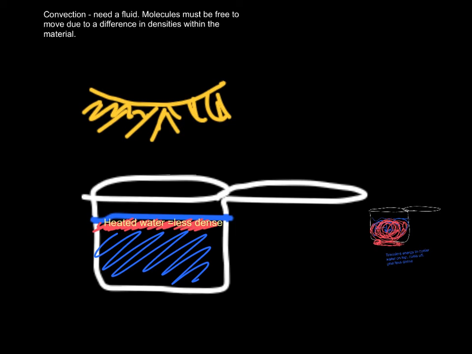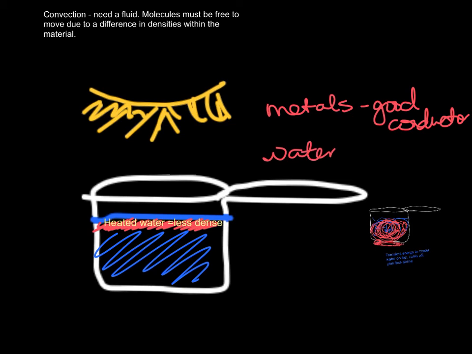Because these molecules here at the top can hit the next molecules, can hit the next molecules, can hit the next molecules. But remember what materials were good conductors? Remember, they were metals. Is water a metal? No, water is not a metal. Water is an insulator. It is not a metal. And so it doesn't transfer that heat down to the bottom.